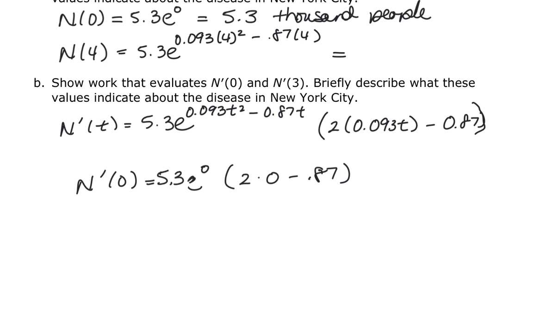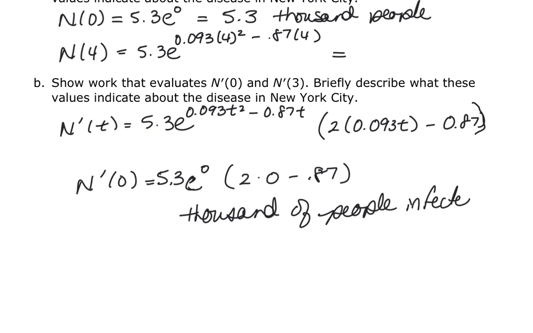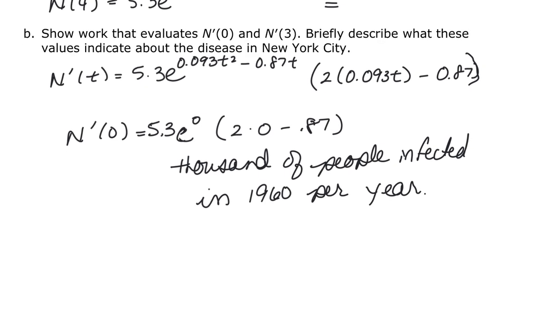Whatever this number is, I don't have my calculator, whatever this number is, that's how many thousands of people were being infected per year in 1960. So this is the thousands of people infected in 1960 per year. Okay? So the n prime of 3 would be the same thing, except for it would be the thousands of people infected in 1963 per year.